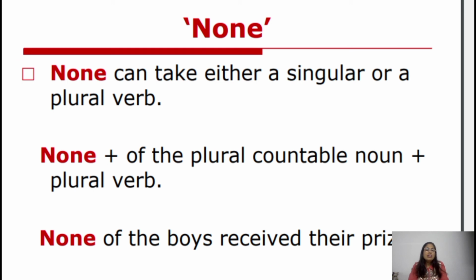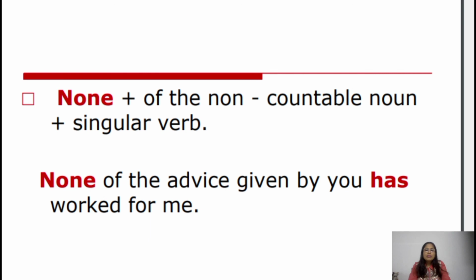None. None can either take a singular or a plural verb. None plus of the plural countable noun plus plural verb. None of the boys received their prize. If the noun is non-countable, it will take a singular verb. So none of the plus non-countable noun plus singular verb. None of the advice given by you has worked for me.